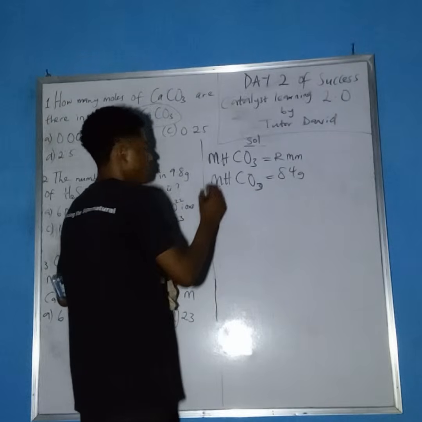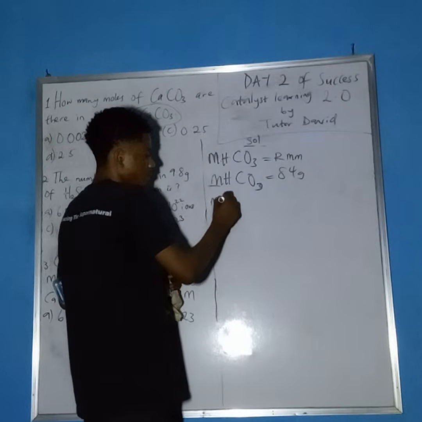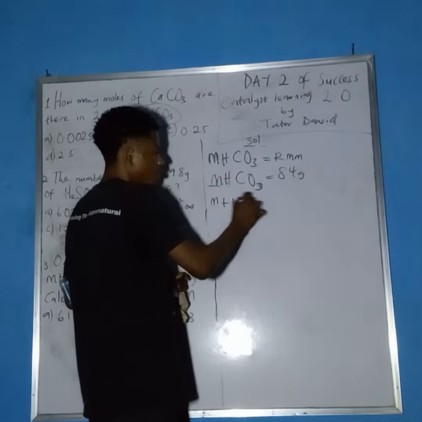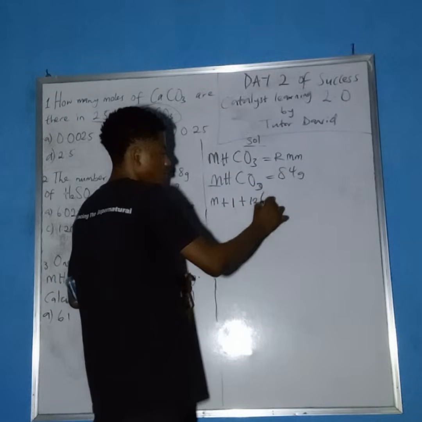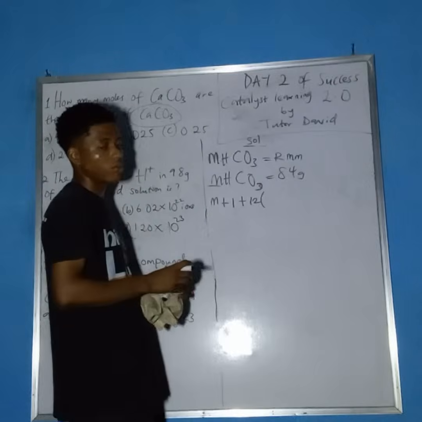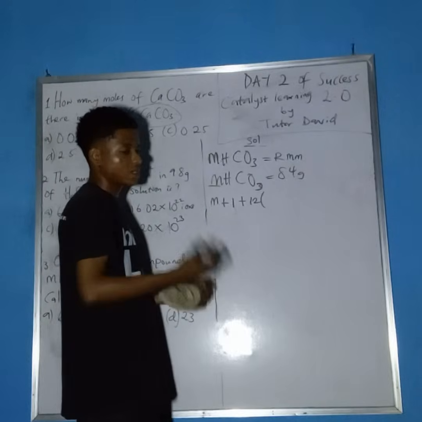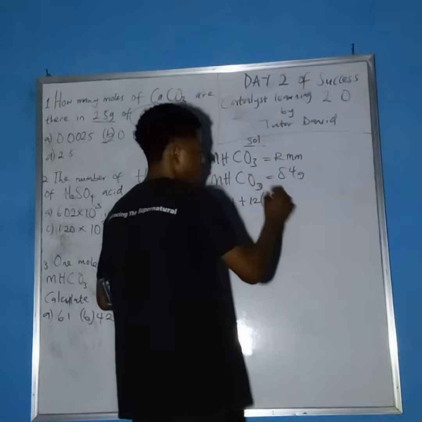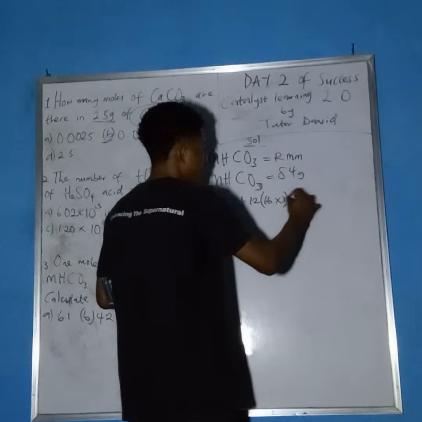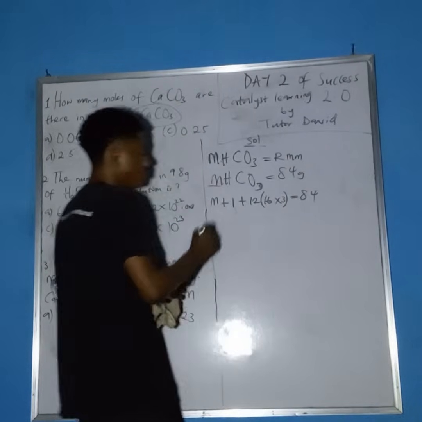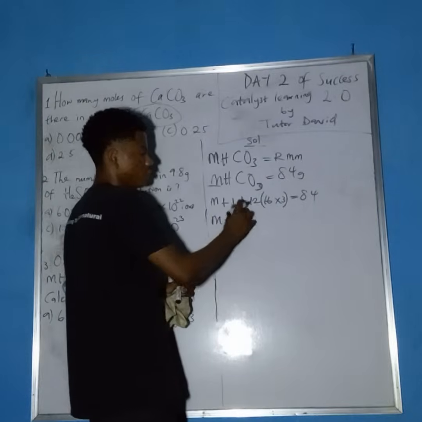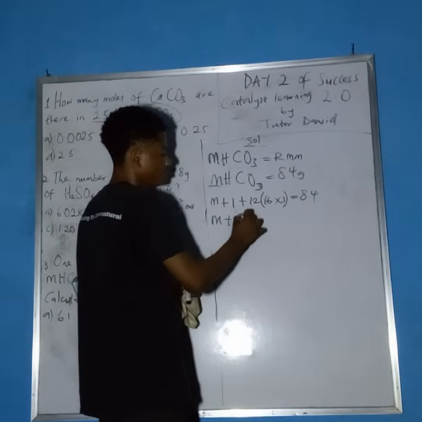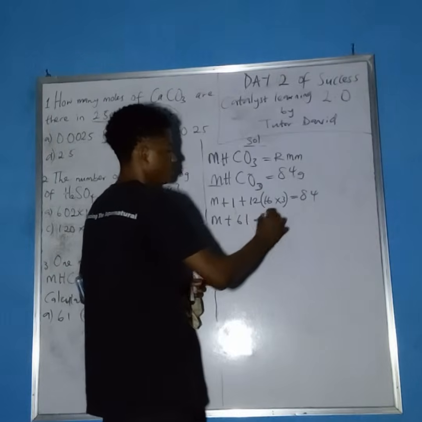We collect items here. We don't know N, so we put N like that, plus hydrogen is 1, plus carbon is 12, plus oxygen is 16. The molar mass of oxygen is 16, times how many moles can we see there? 3. Equals what? 84. By the time we do this, this is N plus 13, 13 plus 48, that should give us what? 61. So equals 84.